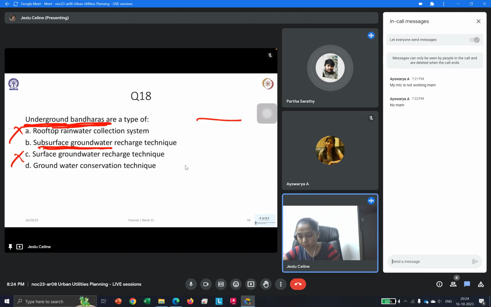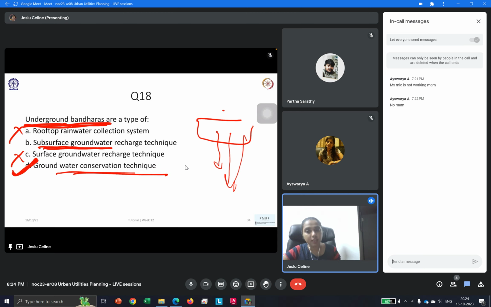It's not subsurface, it's underground. Bandhara, groundwater conservation technique, ma'am. The idea is that by creating a bandhara, water will percolate down and recharge the underground water. So it's an underground water conservation technique. Okay. Any doubts in this question?